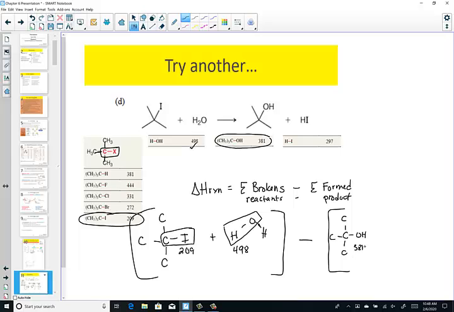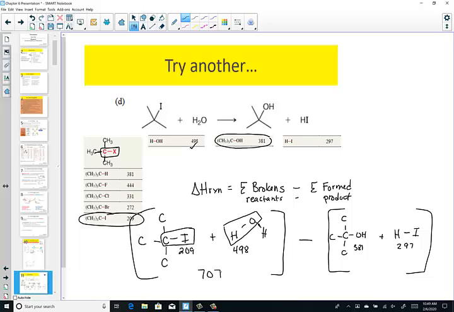Don't wait for test day to make sure you can find these values. Please become familiar with the table of bond dissociation energies. And I can also see a new bond forming between H and I, and I can see that is a value of 297. So the sum of broken minus formed, and I'll take my 209 and add 498. Its sum is 707.